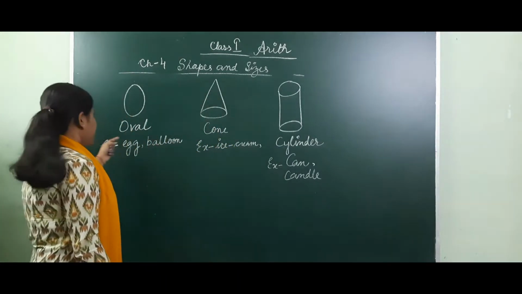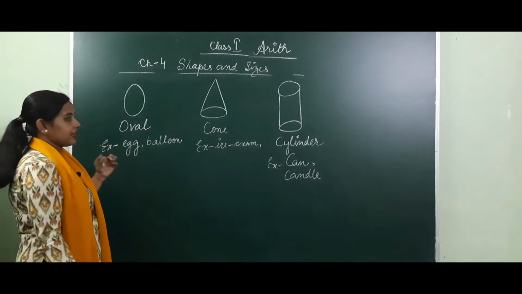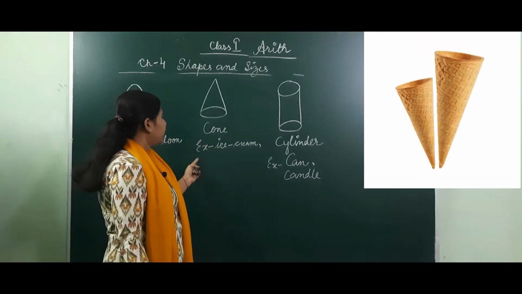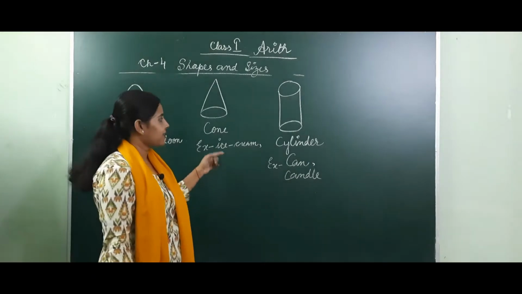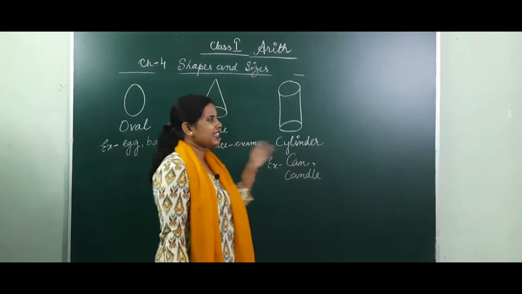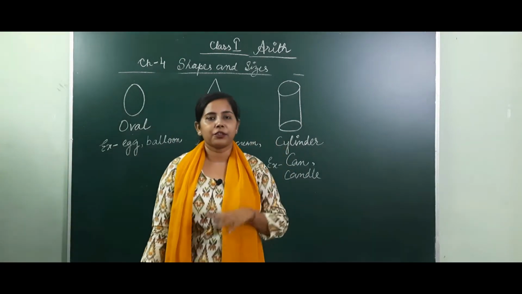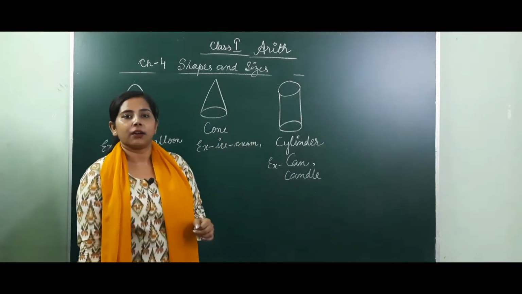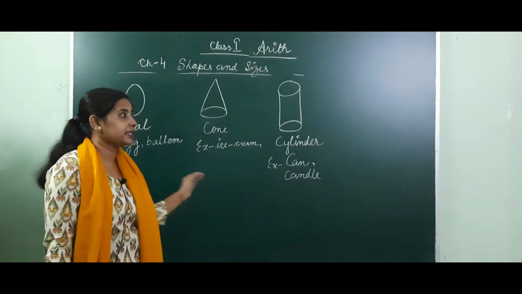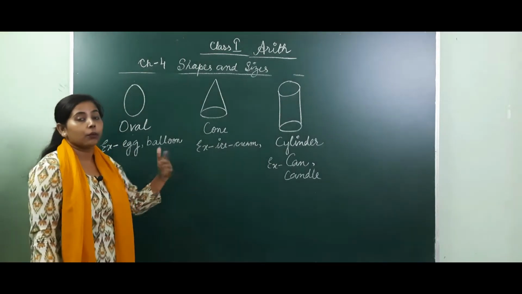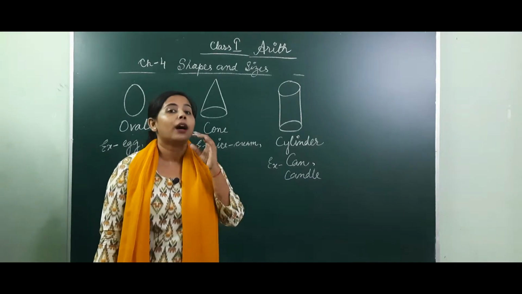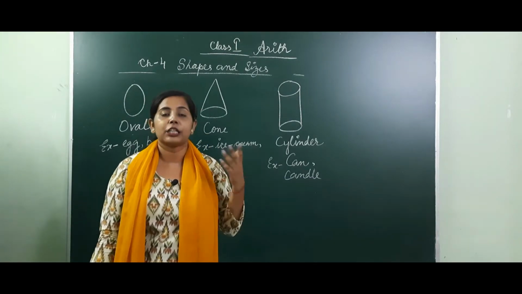Next, oval. Examples are egg, balloons. Cone, ice cream, and cylinder. Examples of cylinder are can, candle. These are basic examples which I have taken from your surroundings, which you can find very easily. We can always see these things around us, egg and balloon. So whenever you see anything from now, try to identify what shape it is.